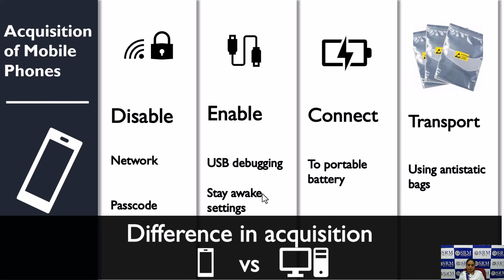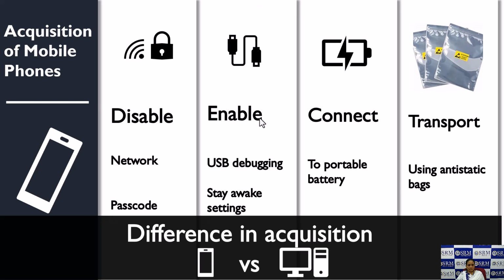Whereas in terms of mobile phones, first and foremost, if you get the mobile phone from the suspect, you have to disable the network and disable the passcode. That means you have to know the passcode, and remove the passcode from the mobile system. Then enable USB debugging and stay awake settings, so that it doesn't go to sleep mode. Connect to a portable battery. Transport using anti-static packs. This is the difference in acquisition between computers and mobile phones, right?